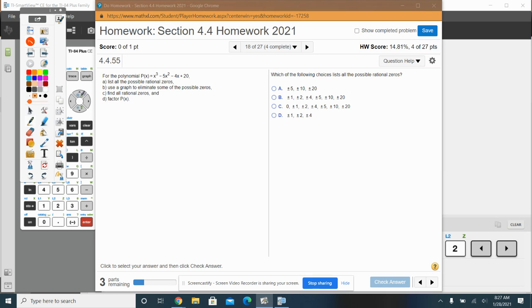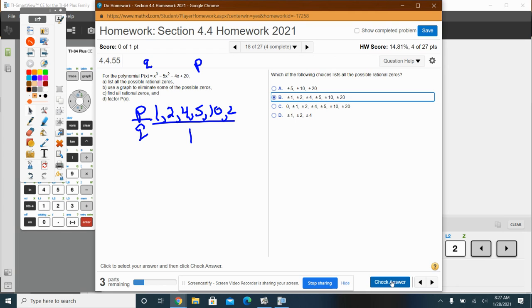So first things first, they want us to list the possible zeros, just like we talked about. P's are here, Q's are here. So it's plus or minus P over Q. And the P's will be 1 and 20, 2 and 10, 4, 5, 10, and 20. The Q's just 1, so that's pretty easy. Plus or minus them all. So 1, 2, 4, 5, 10, and 20. So these are the only possible rational zeros.